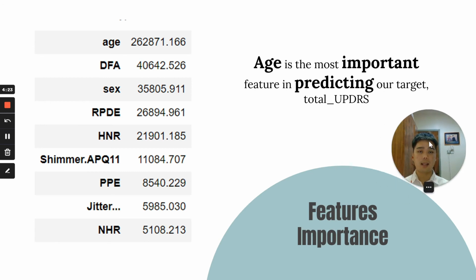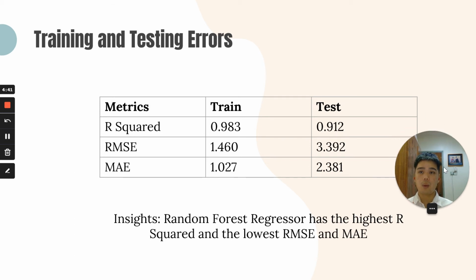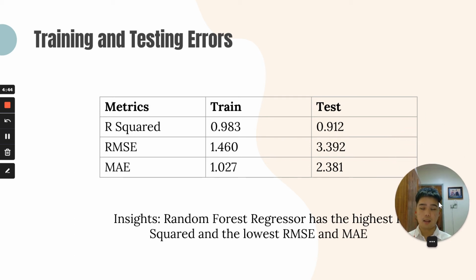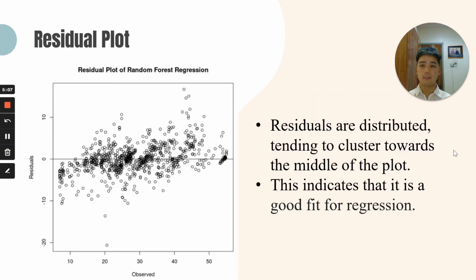We continue to apply our best hyperparameter to determine which feature is the most important in predicting our target. Similarly, age is also the most important feature. For the random forest regressor, we also want to examine the training and testing errors. The R-square in the training set is 0.983, and for the testing set, the R-square is 0.912. In comparison with all models, the random forest regressor has the highest R-square and the lowest RMSE and MAE for both training and testing sets.